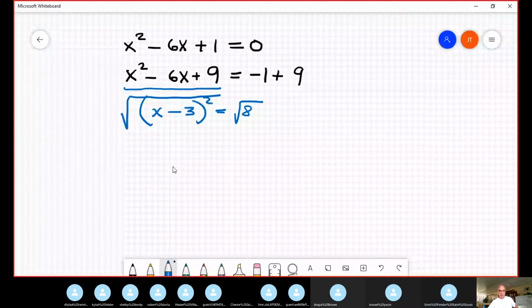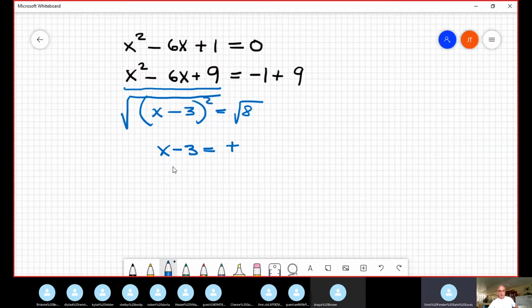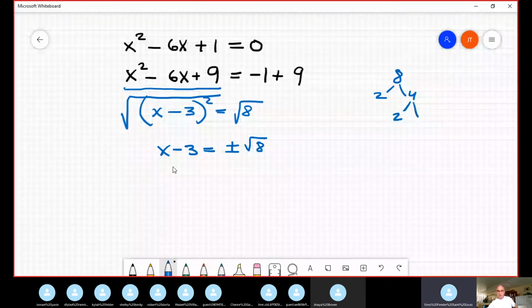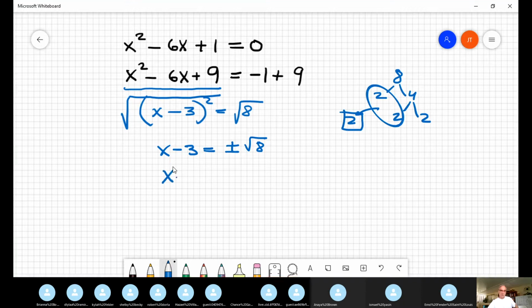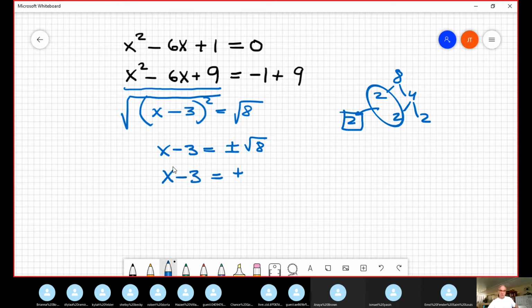X minus 3 squared is x minus 3, without the square root and square. On the right hand side, you have plus and minus square root of 8. Root of 8 is 2 times root of 2. Outside the radical, we have 2, and inside the radical I stay with another 2. And finally, x is 3 plus or minus 2 radical 2.